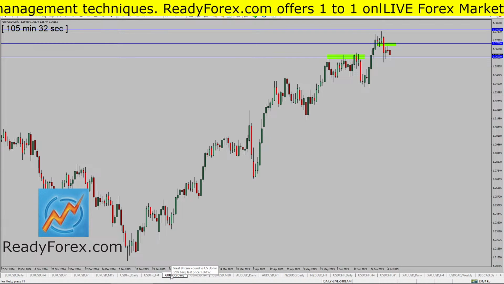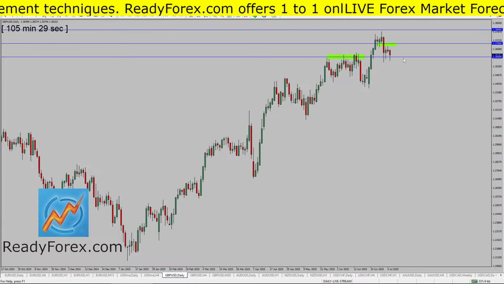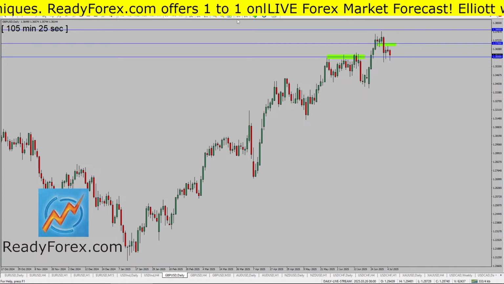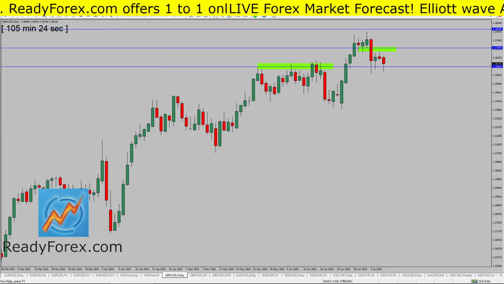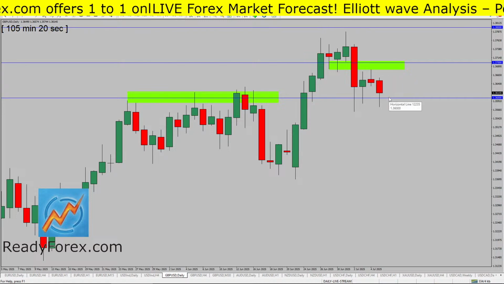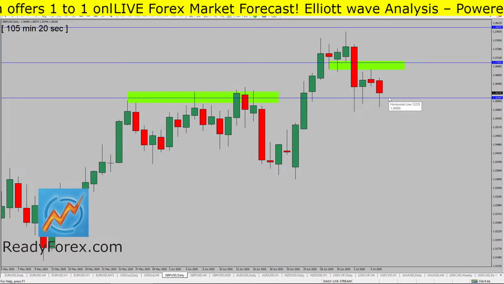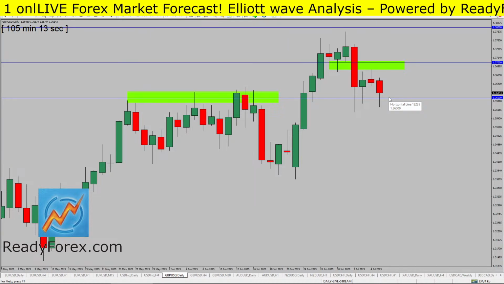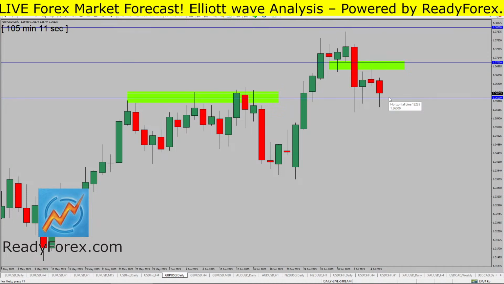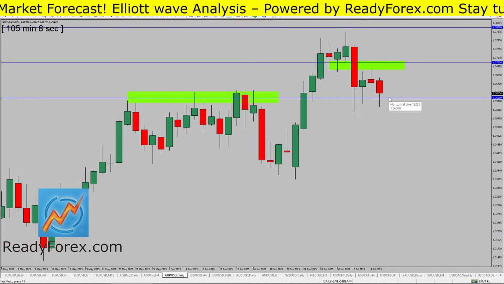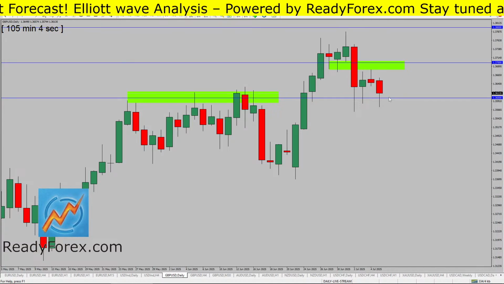Next one is the GBPUSD currency pair. So far the 1.3700 level, the round number, is providing support. Let me zoom in a little bit. So 1.3600, this is the round number which is providing support, and so far no close of any kind of a candlestick below the 1.3600 level. So this is quite a good support area.